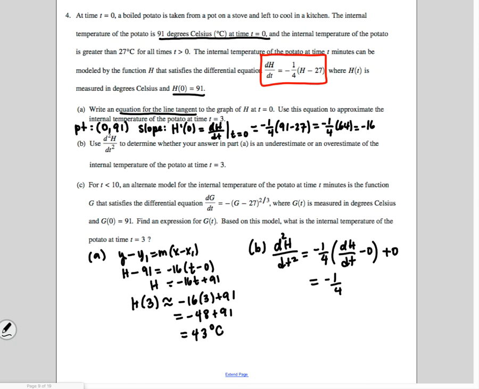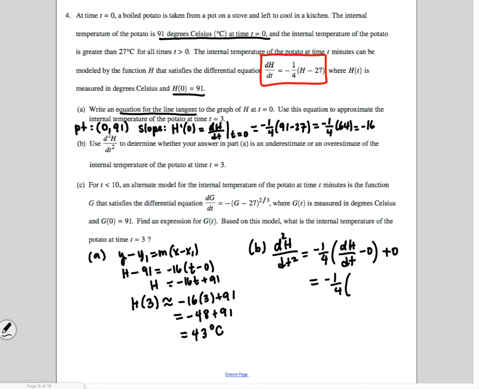We said, let me think. So we're finding it at time t equals 3. So dh over dt, we just found an approximation. We found it was -16, right? So we're going to have dh over dt at time 3. I don't know what I want to plug in here. Oh, hang on. I know what I want to do.